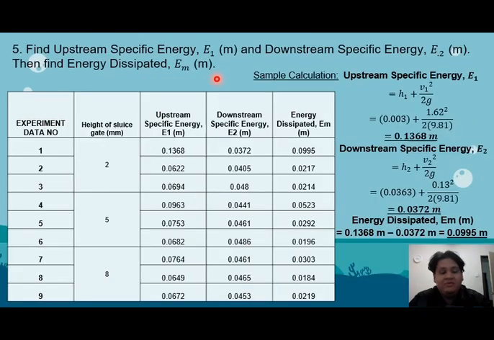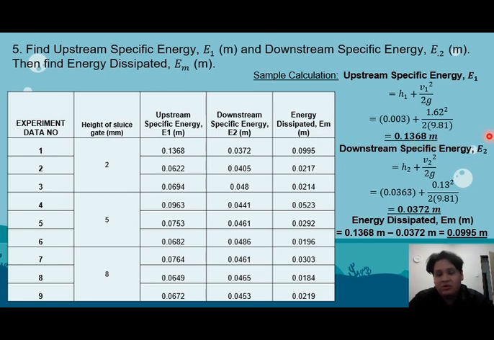Next, step number 5 is to find upstream specific energy E1 in meter and also downstream specific energy E2 in meter. With those values, we can find the energy dissipated EM. Next, we move to sample calculation. First, we need to find upstream specific energy E1 using this formula. This formula is H1, which is upstream depth, plus upstream velocity V1 squared divided by 2 times gravity, and we got this answer, which is 0.1368 meter.